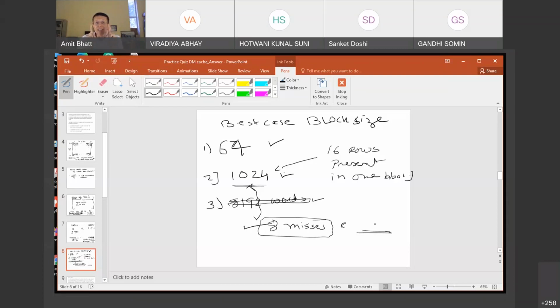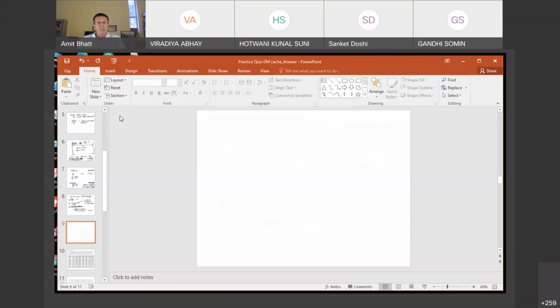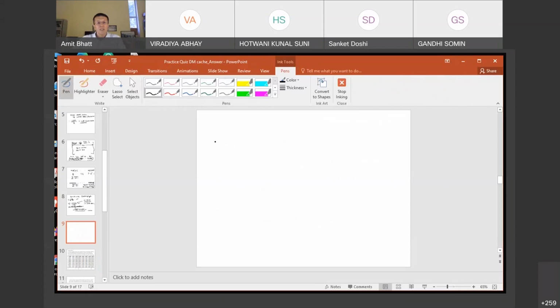And the nice thing is, not many of you have raised this question. Probably some of you should have raised it. The question is: the total number of elements is 8192, but my maximum cache size is only 1024. So that means the rows which I have put in will be overwritten, right?